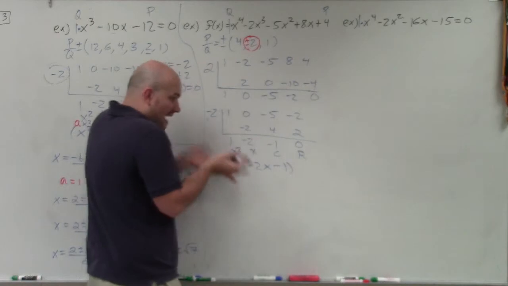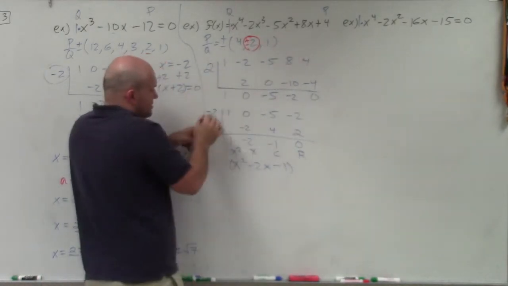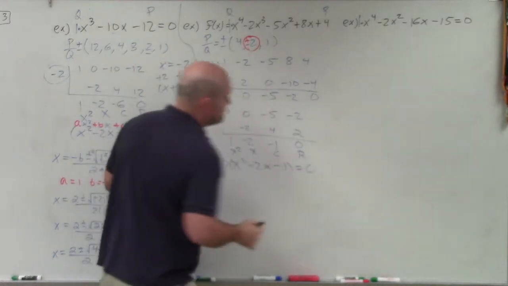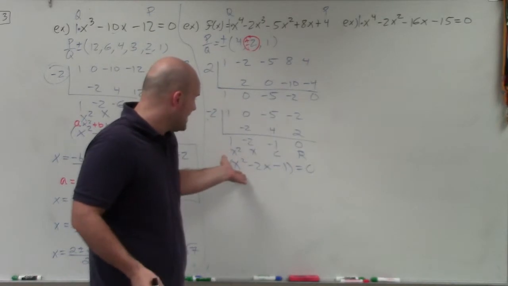But here's my other factor. I want to keep on factoring this down. I already know these are my zeros, right? We're dealing with the function. These are my two zeros. So I want to keep on factoring this down. I don't have another rational zero to keep on factoring this down with.